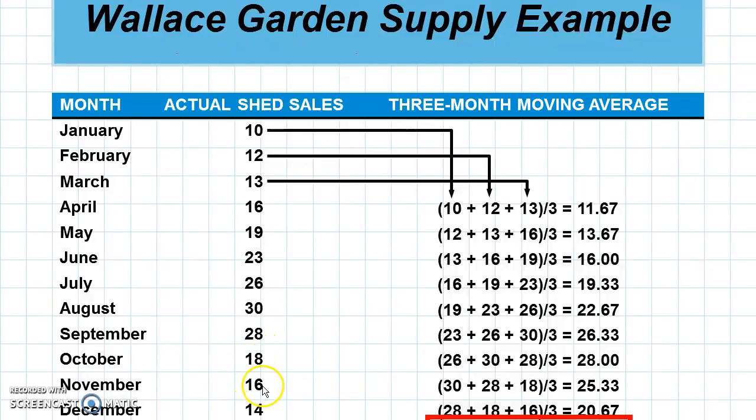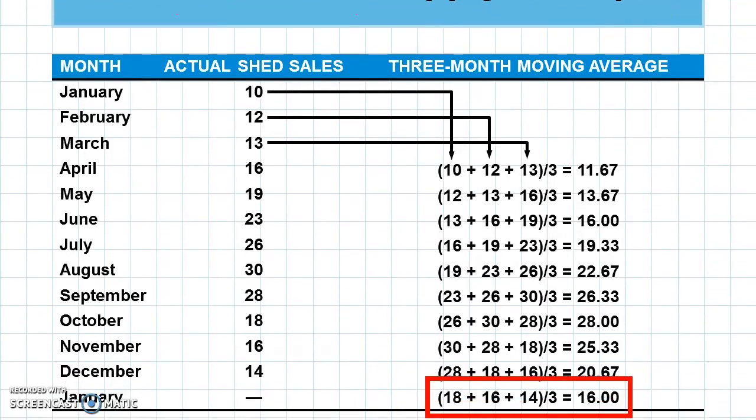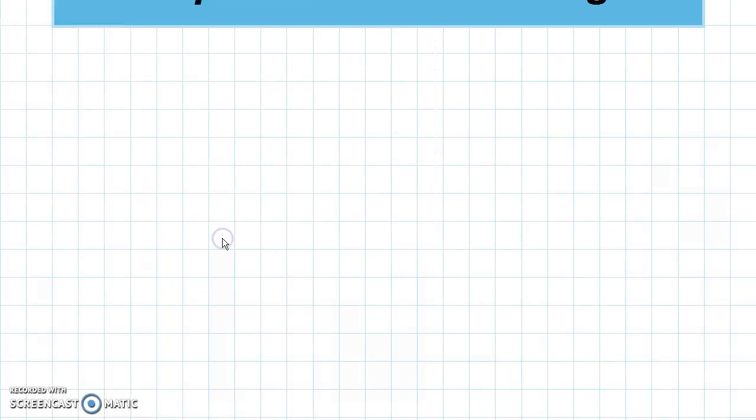And that would be 18, 16, and 14. 18, 16, and 14 divided by 3 is equal to 16. So our next projection is going to be 16.